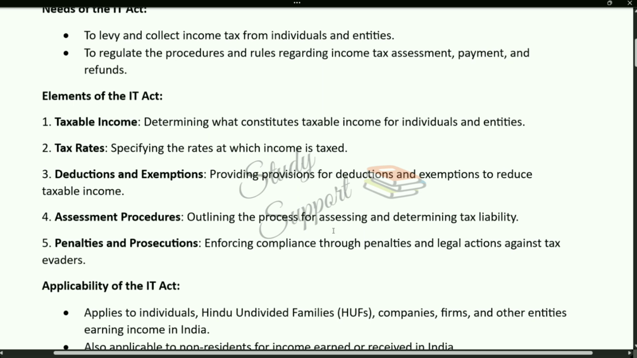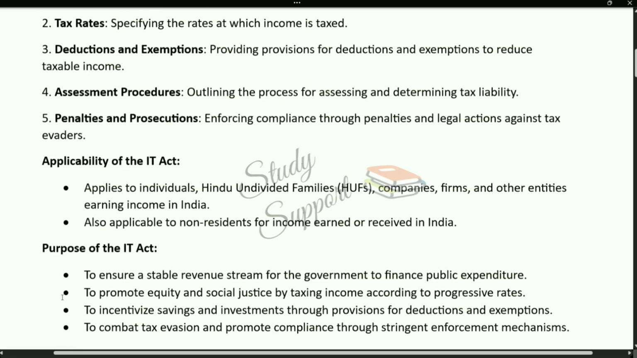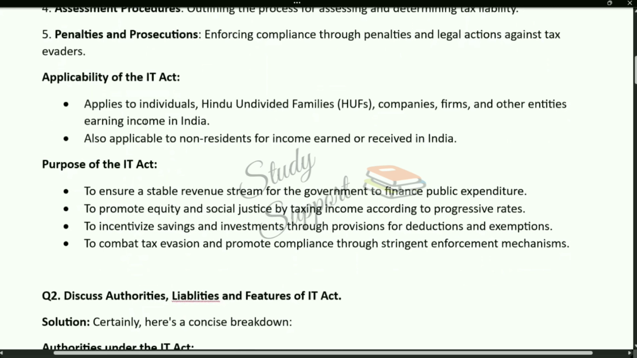4. Assessment procedures, outlining the process for assessing and determining tax liability. 5. Penalties and prosecutions, enforcing compliance through penalties and legal actions against tax evaders. Applicability of the IT Act. Applies to individuals, Hindu undivided families, HUFs, companies, firms, and other entities earning income in India. Also applicable to non-residents for income earned or received in India.